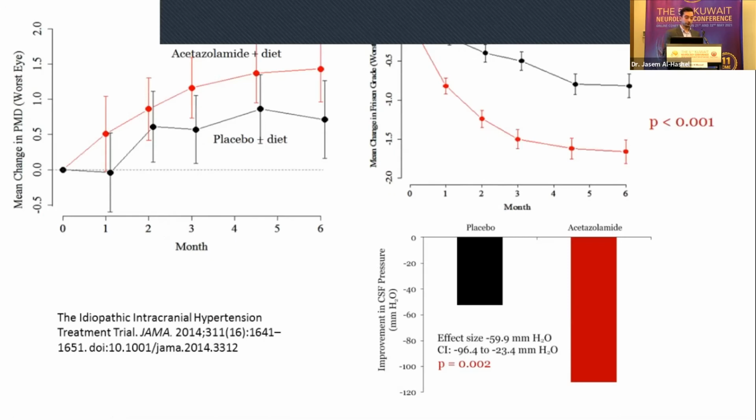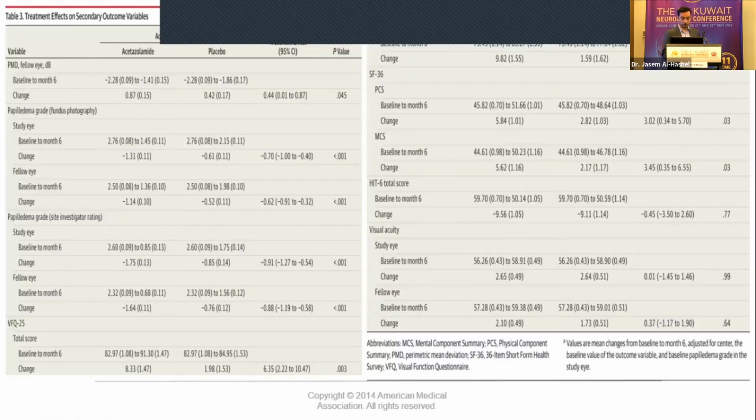This shows you on the first graph on the left, in red, acetazolamide plus diet, and placebo is in black. As you can see, this is a change in visual field function. There is a significant improvement in visual field function starting within the first month. So treatment has an effect immediately, usually. And this persisted. This was significant. And then the same thing with the optic disc edema. It improved with the acetazolamide plus diet. Just focus here on the right, the HIT score, which is a headache intensity score, and the visual acuity. In this trial, there was no significant improvement in headache or visual acuity.